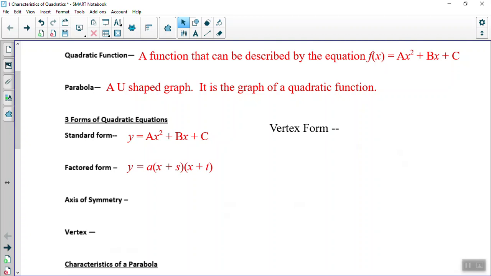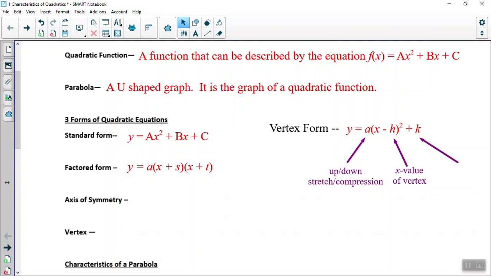Our vertex form. Now this is one we don't use very often in Algebra 1, but you will definitely see it in Algebra 2, so we like to just introduce it to you. So here's our vertex form. Vertex form, that A tells us if it's going to open up or down, or if it's a stretch or compression. The H tells us the X value of the vertex, and the K tells us the Y value of the vertex.